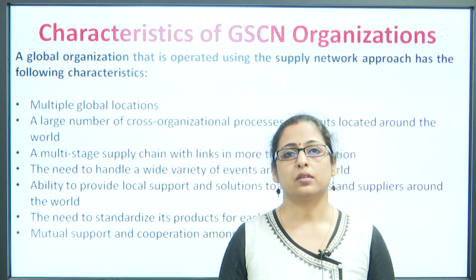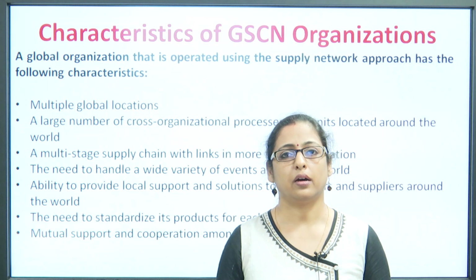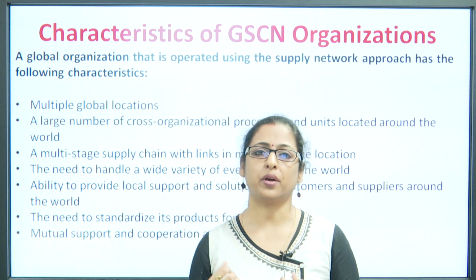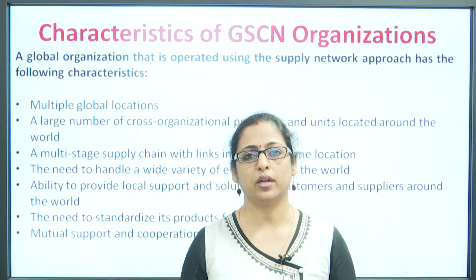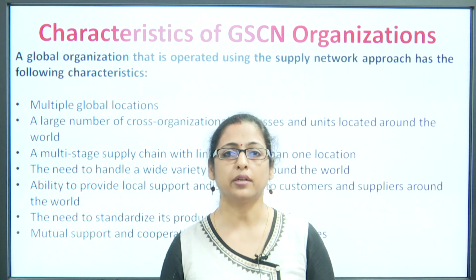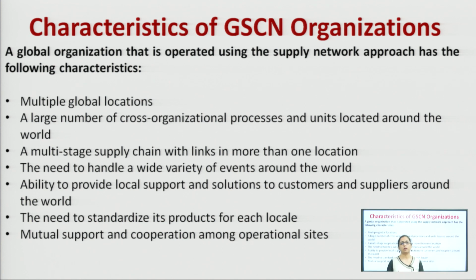So, that means in every country, since many companies are operating through different countries, they will have to do a lot of coordination and communication, and will have to completely share information with each other related to the availability of products and the step that is presently running, so a lot of cross-organizational processes are required, which would also require a lot of monitoring and control over the entire process throughout the world. Then the third characteristic is a multi-stage supply chain with links in more than one location.